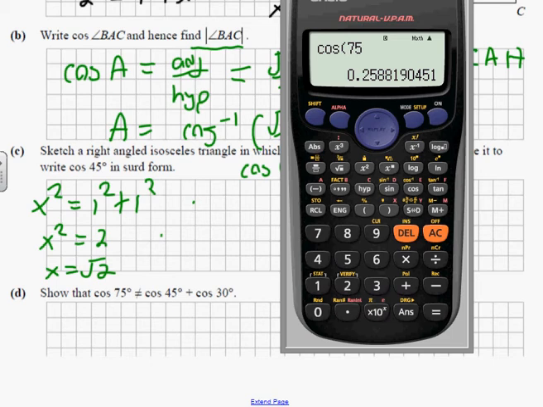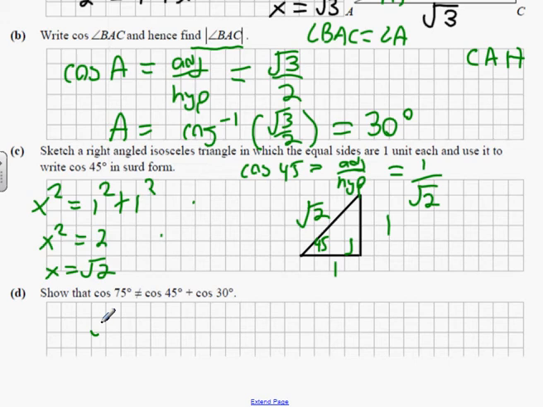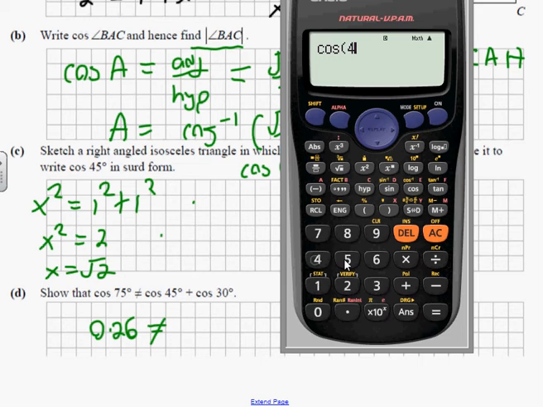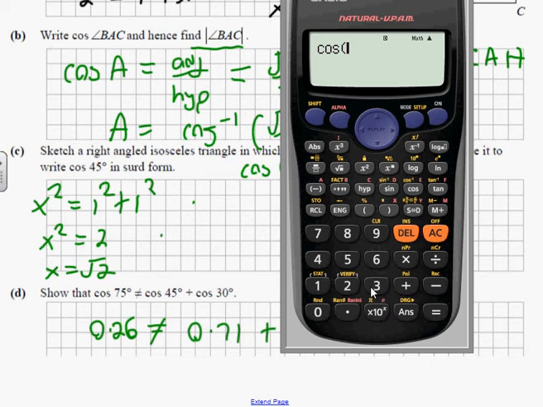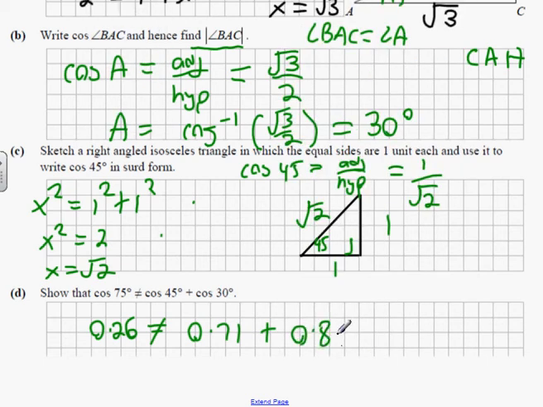So let's call it 0.226. Just round it off. Cos 45 is 0.707, so 0.71. And then cos 30 is probably 0.866, is it? Yeah. And what happens when we add 0.866 to 0.71? Anybody know? 1.576. That's it.